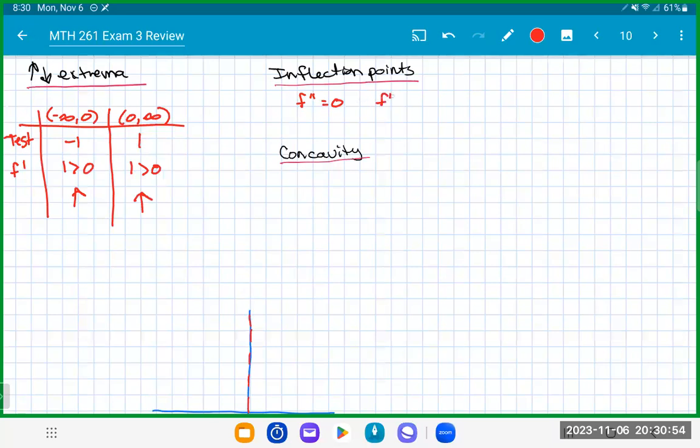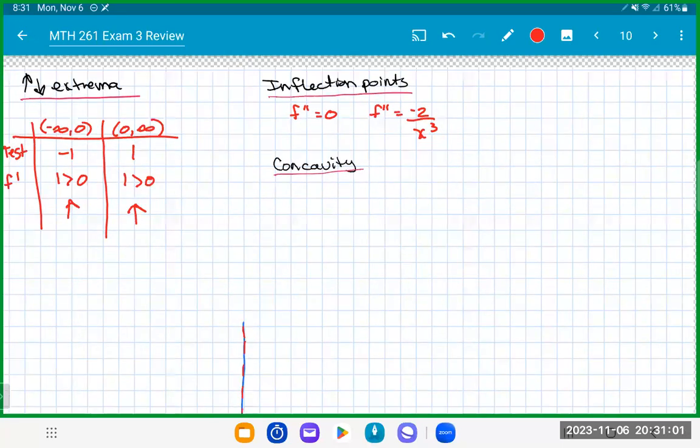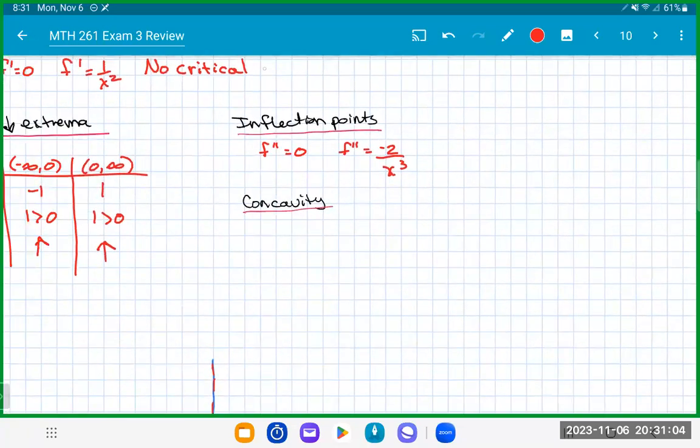So we look at our inflection point, that is looking at our second derivative equal to 0. That is to say we look at that second derivative, it's -2 over x cubed. Again, we can't set that equal to 0, so we will have no inflection point. Okay. The last thing we'll look at here is if it's concave up, concave down, and then graph it.